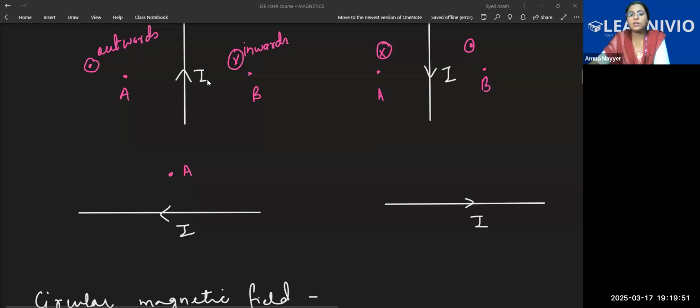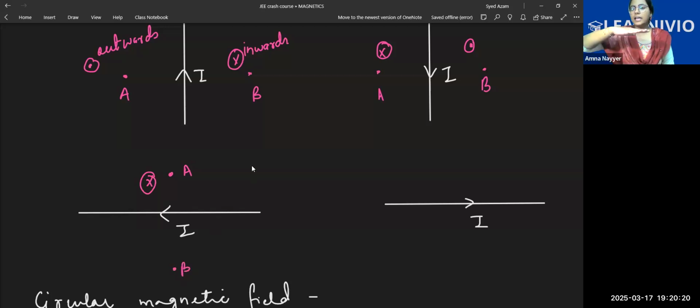Yes, it will also be. See, if I have the current now, current is pointing towards the left side. So hand placement should be like this. Anyways, where the fingers are pointing towards the left. But the point is upwards. So I have to keep my palm like this. Now when I curl it, thumb is pointing inwards. So this is inwards. B point.